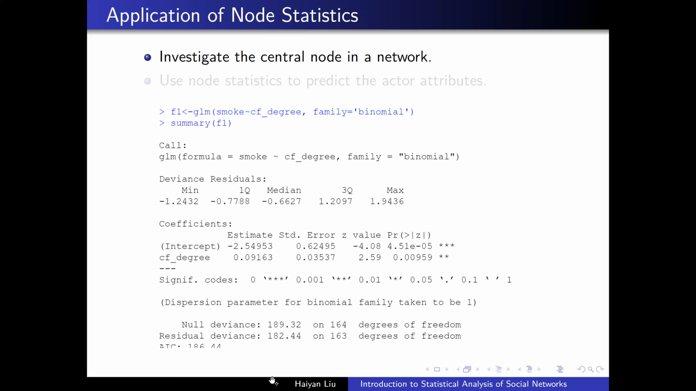Now, this is the result when we use degree centrality to predict the smoking behaviors. Here, the smoking behavior we coded as 0 or 1. 1 means smoking, 0 means not smoking. And we found that the parameter estimate or the coefficient is positive, and it is significant. What does that mean? It means that more friends, or the higher degree centrality, the higher the chance to smoke, or the probability to smoke is higher. So therefore, degree centrality predicts smoking behaviors.